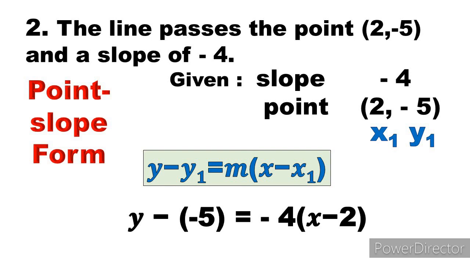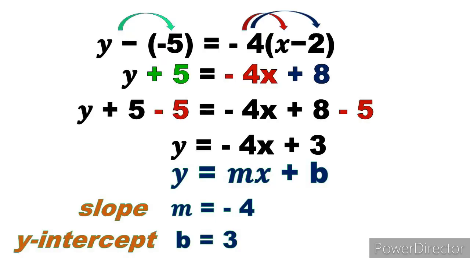So, now we have y. Rewrite natin yung y minus ang value ng y sub 1 is negative 5, equals m. M is negative 4 times the quantity of x minus x sub 1. So, our x sub 1 is 2. And now, we have the new equation y minus negative 5 equals negative 4 times the quantity of x minus 2. Okay, so ito yung next step na gagawin natin.